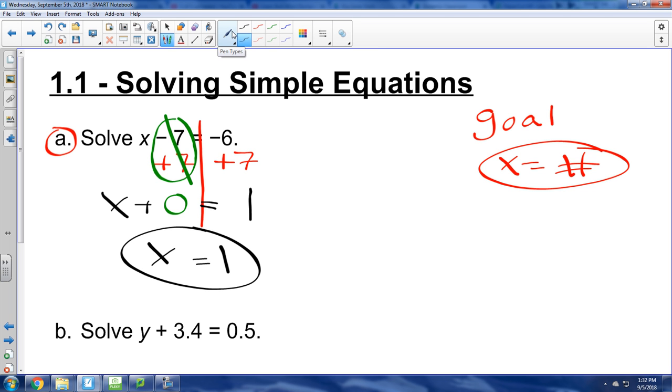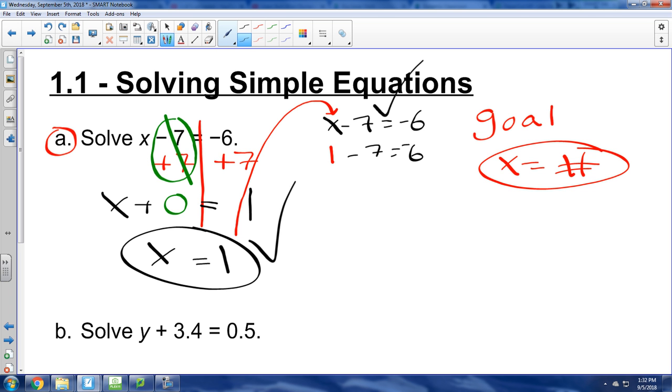We had an equation that said x minus 7 equals negative 6. So if we take our answer, which was 1, and we put it here, 1, and we take away 7, 1 minus 7 equals negative 6. Is that true? Yes, it is. This is called checking our equation, and now we know that we have the right answer. All right? Do we feel comfortable with example 1? Okay, let's cruise on down to example 2.